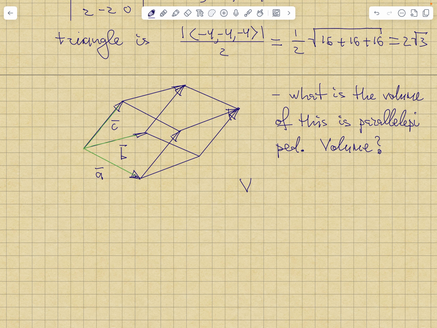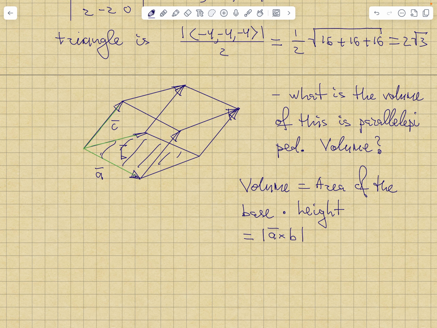Volume is equal to the area of the base times the height. Okay. In this case, the base is formed by vector A and B, and the base is actually a parallelogram. So this should be equal to the magnitude of A cross B, the area of the base, times the height.